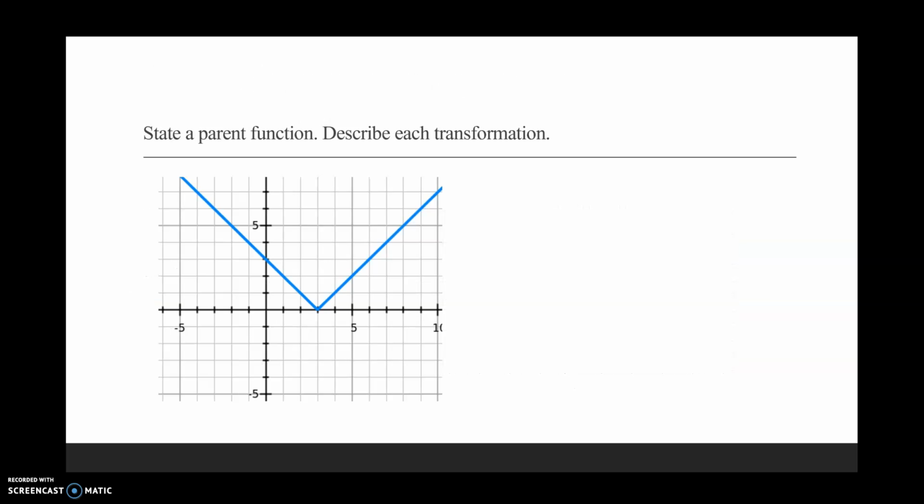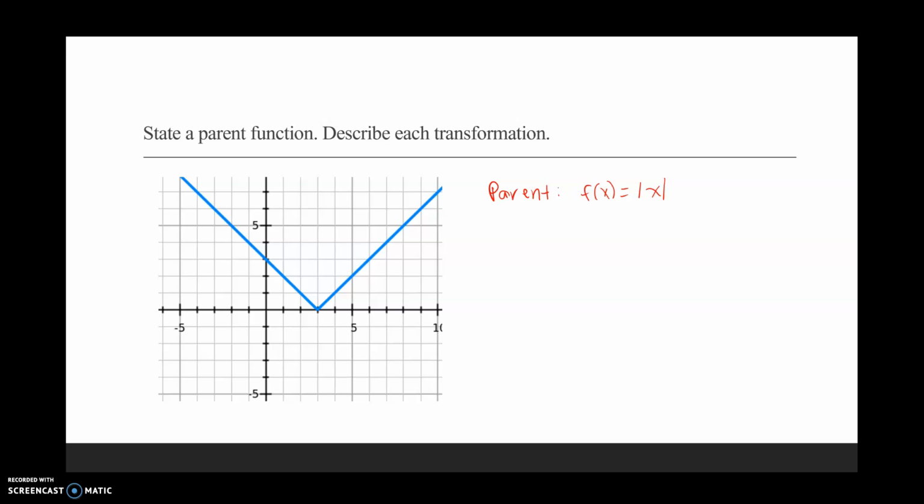Let's get started. So we want to state the parent function. This whole video is about absolute value functions, so every parent function will be the same here. And then we're going to describe each transformation. So first, the parent function. What's the parent function for that absolute value? That would be f of x is equal to the absolute value of x. Next, we're going to look for those 3 things.